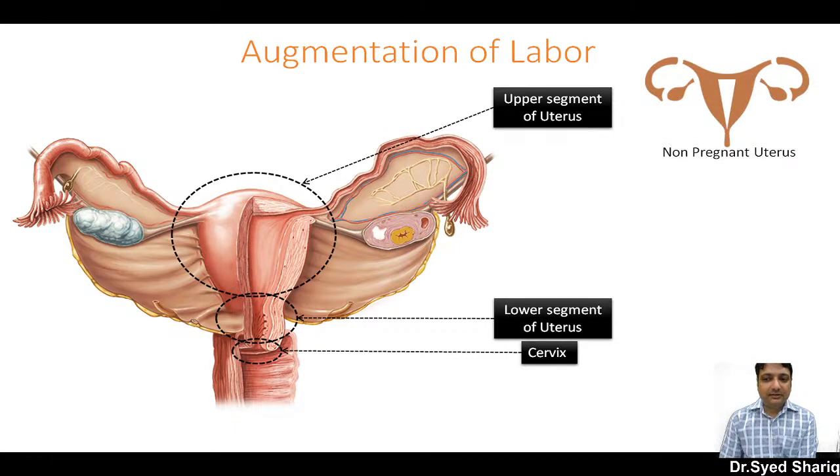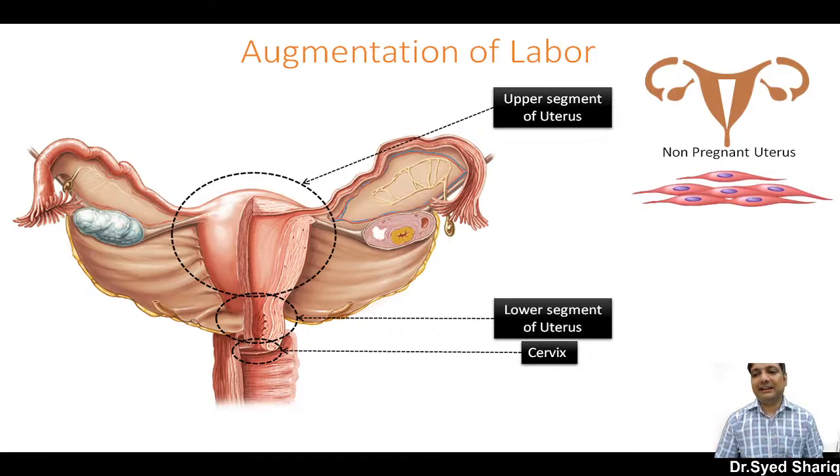Now, in the non-pregnant uterus, the walls are very thin, and the upper part is actually very thin. You can see that the cervix is closed, and there is a very small hollow cavity in the non-pregnant uterus. This is because the muscle cells are elongated. They are not obtuse cells. They are elongated cells. Now, what happens at the time of parturition?